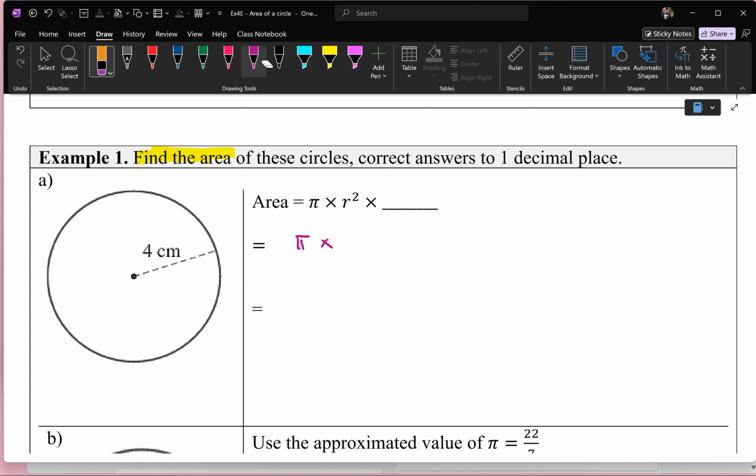Now I need to know what the radius is. What's the radius of this circle? Let's go with Eric. What's the radius of this circle? 4, very good. Radius is from the center of the circle to the side of the circle, so radius is 4. So it's 4 squared times.